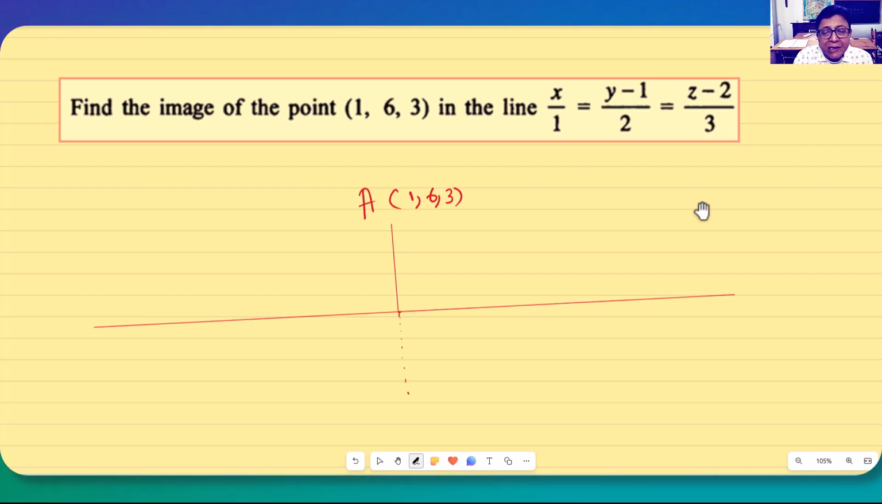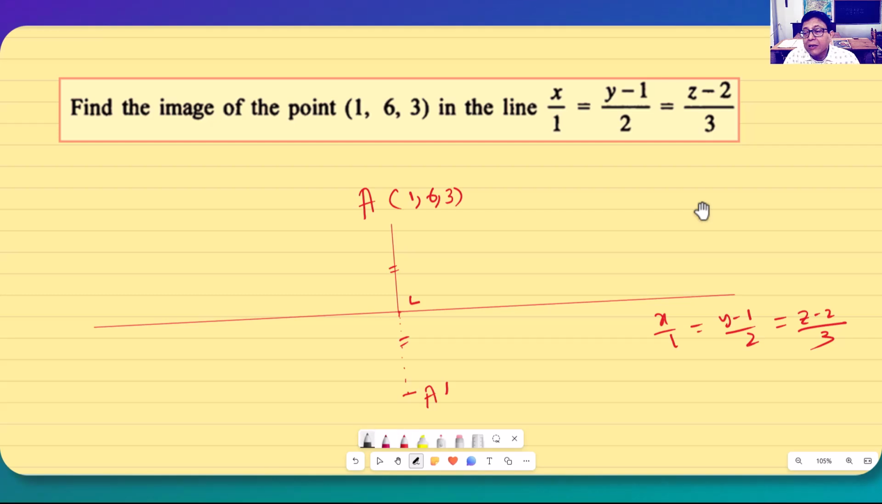Concept already explained. Let L be the foot of perpendicular drawn from A to the line. The line is given as x by 1, y minus 1 by 2, z minus 2 by 3. AL must be equal to A dash L. So, if we can find L the way I told you earlier, then we can get the image A dash, because L is the midpoint of AA dash. So again you go by the same method.